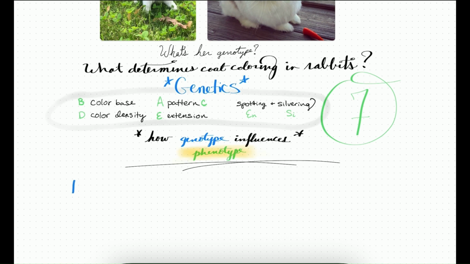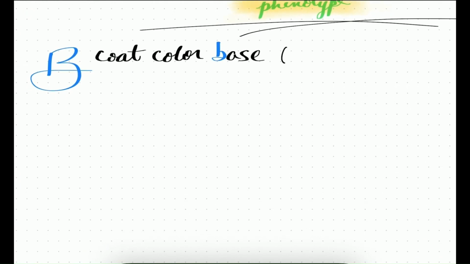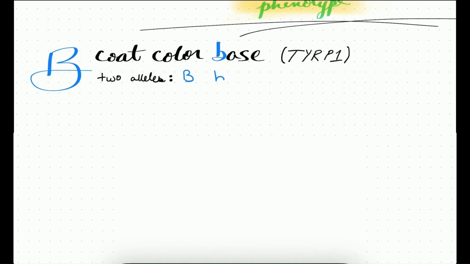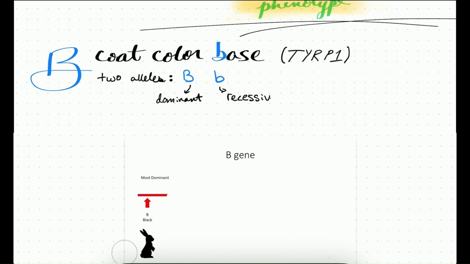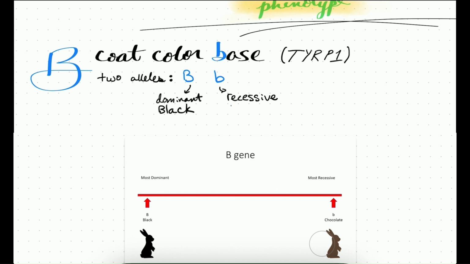So, starting with the B gene, because the B gene controls the coat color base. The B gene, specifically known as the TYRP1 gene, controls the coat color base. The B gene has 2 alleles, big B and little b. This gene demonstrates complete dominance, with the big B allele being dominant to the recessive little b allele. The big B allele produces a black color base, and a homozygous little b genotype produces a chocolate or brown color base. The big B allele is considered to be the wild type allele.